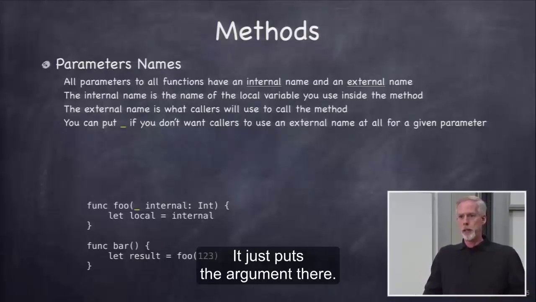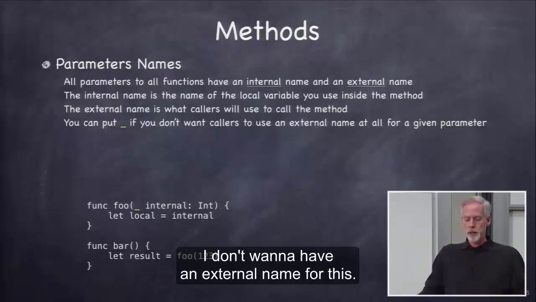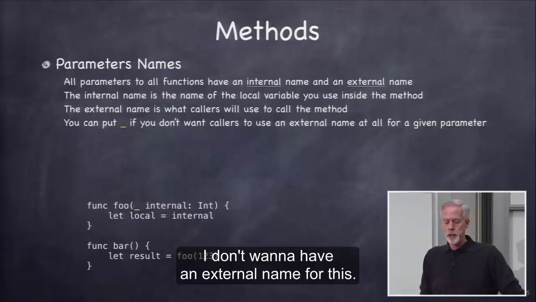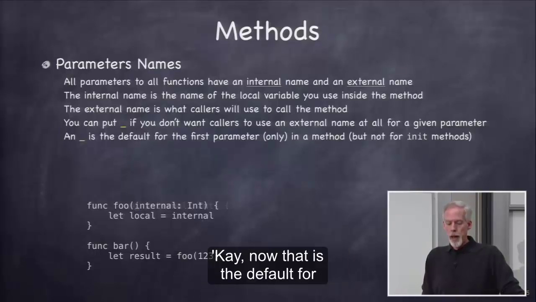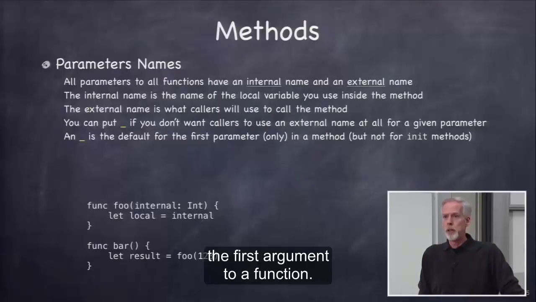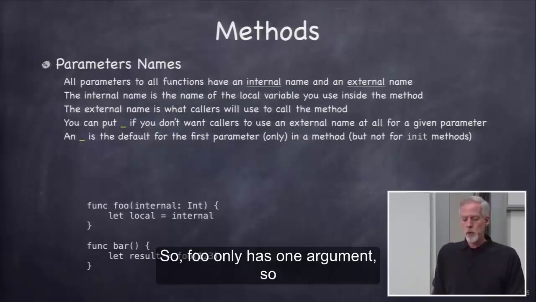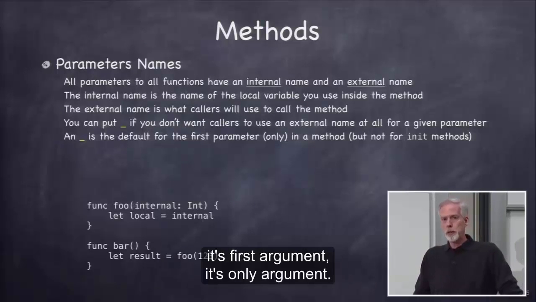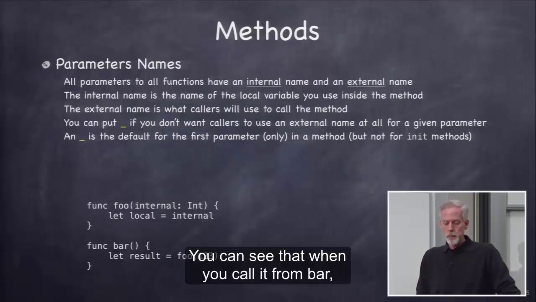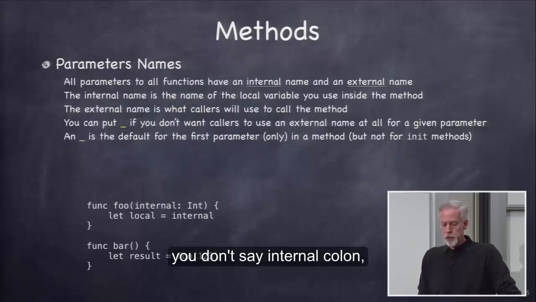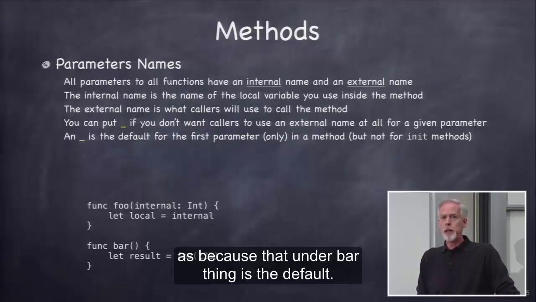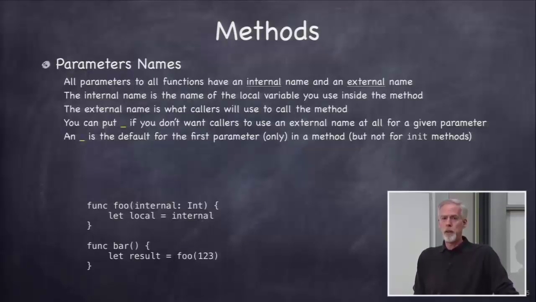It just puts the argument there. Okay? So the underbar says, I don't want to have an external name for this. Now that is the default for the first argument to a function. So foo only has one argument, its only argument. You can see that when you call it from bar, you don't say internal colon. That's because that underbar thing is the default.